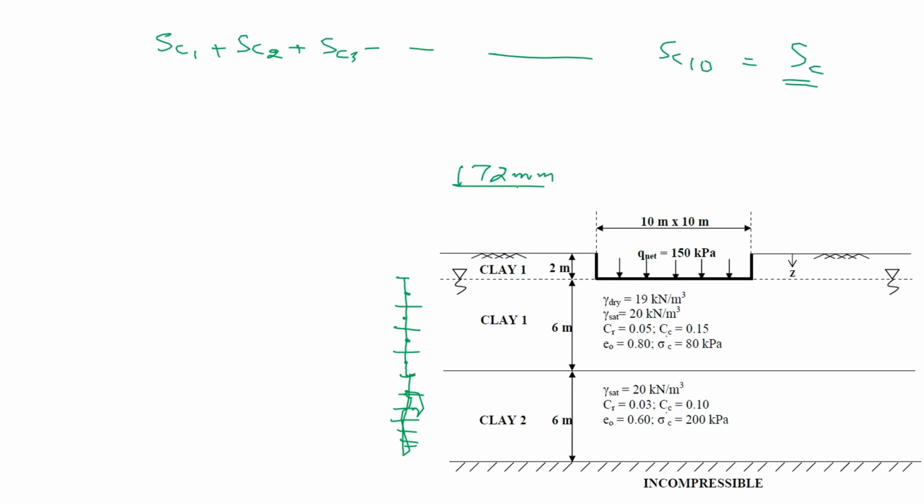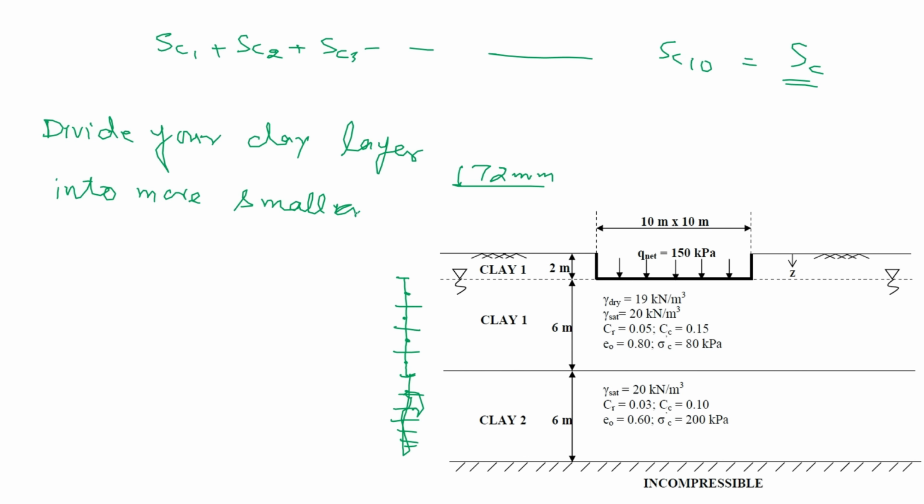It means if you want to get precise and more accurate results for the consolidation settlement, you have to divide your clay layer into more, smaller layers. The smaller the layers you can convert, the better results you will get.